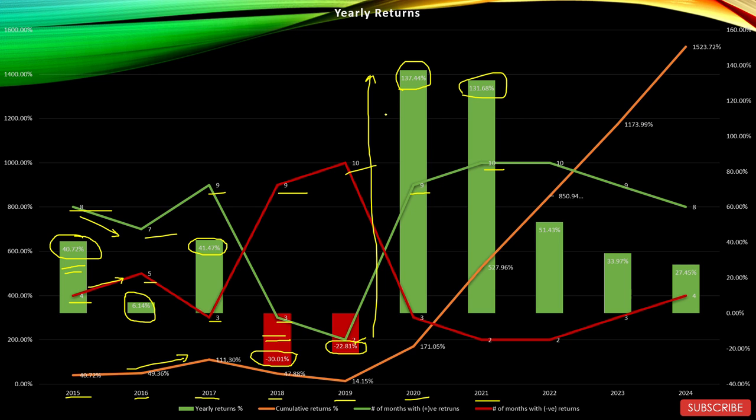I have never seen any sector performing so good in 2 consecutive years. More than 130% returns in 2 consecutive years. I have never seen that for any sector.